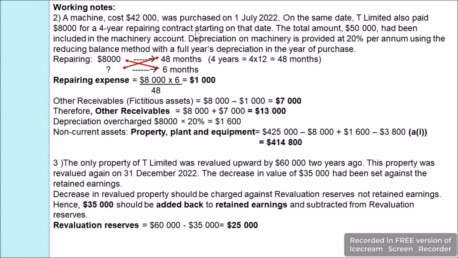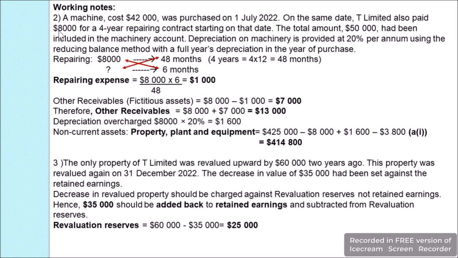You see, this is the error of principle where revenue expenses, because repairs are revenue expenses, are treated as capital expenditure. This 8,000 should not be a part of the cost of machinery. However, they have taken 50,000 as cost of machinery instead of $42,000. So here we have taken the revenue expenses and added to the cost of machinery, which is not fair. So we have to do the adjustment for this.